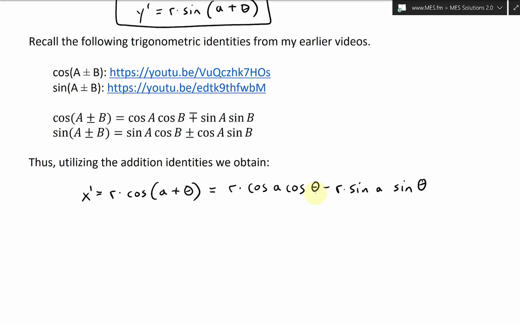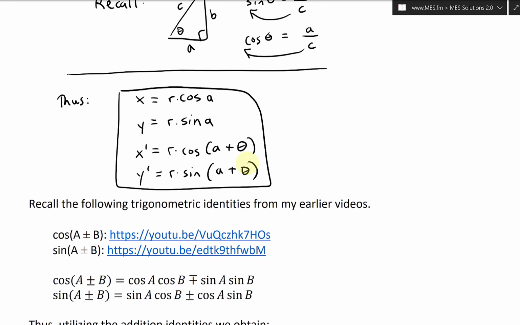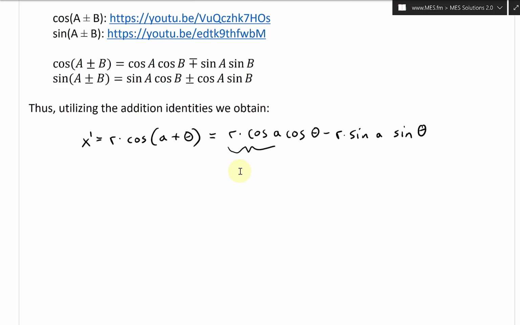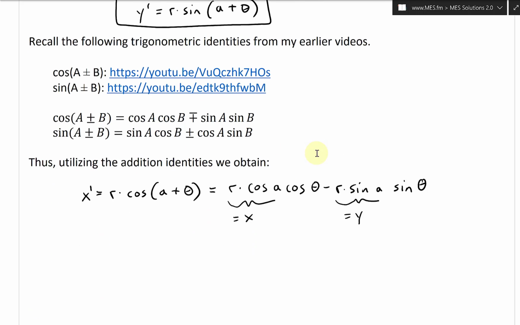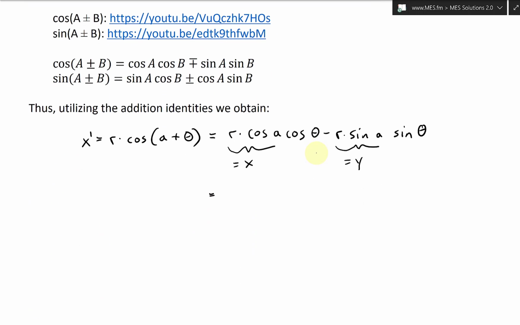All right, so now what we have here is, if you notice, this part here, r cosine a, that's just this part here. R cosine a is just x. So this equals x. Now this one here, r sine a, this equals y. Let's erase these. So those are just y, r sine a. So in other words, this equals x cosine theta minus y sine theta.